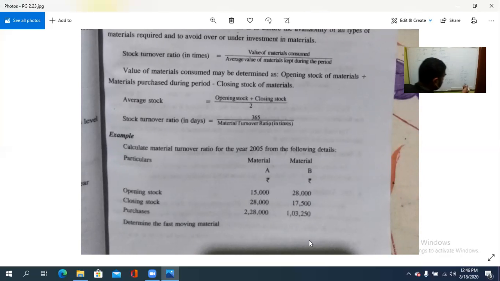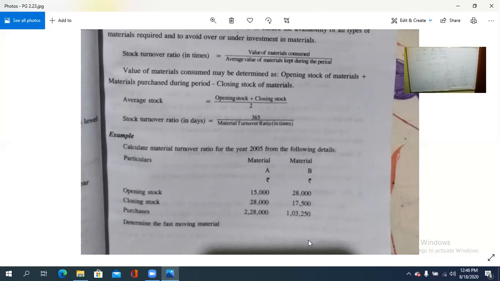113,750 is for which one? Value of the material consumed for B, and 243 minus 28,000, it is 215. So see the value: 2,15,000 for A and 113,750 for B. Clear? Then we need to calculate what?